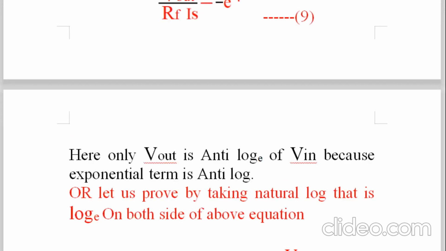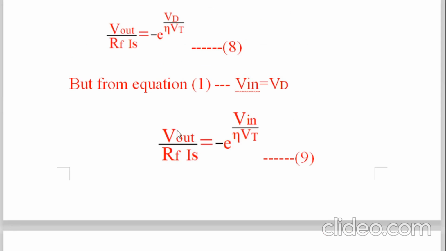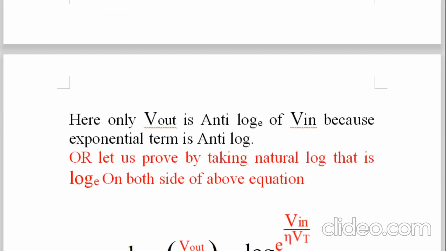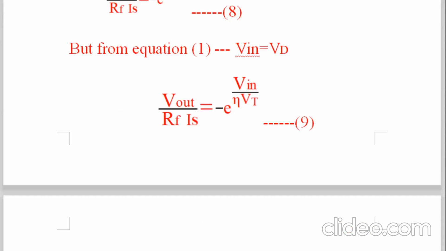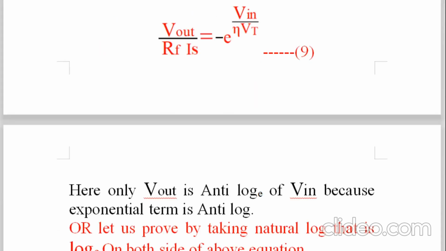But suppose you want to say that we want it only in the form Vout equal to anti-log of Vin, then it is very simple, and we will proceed for that. Let us prove that by taking the natural log, that is log to the base e, on both sides of the above equation. The above equation already represents e raised to something, an exponential value, which is an anti-log. So here we will take the natural log on both sides.